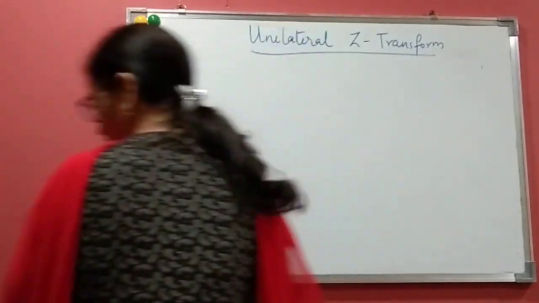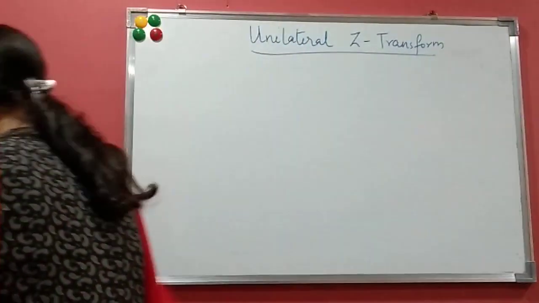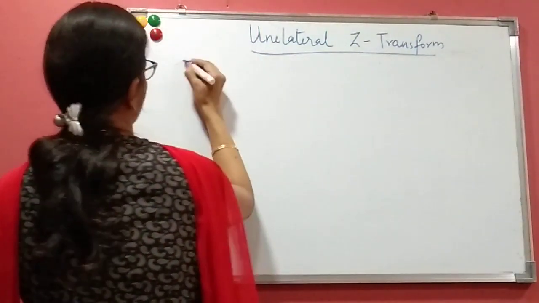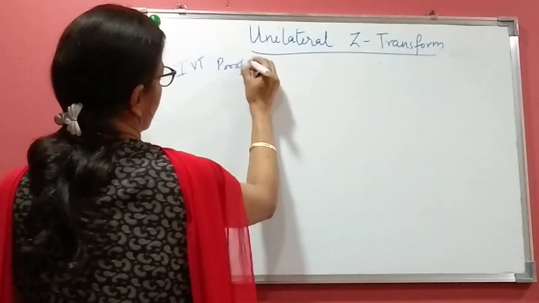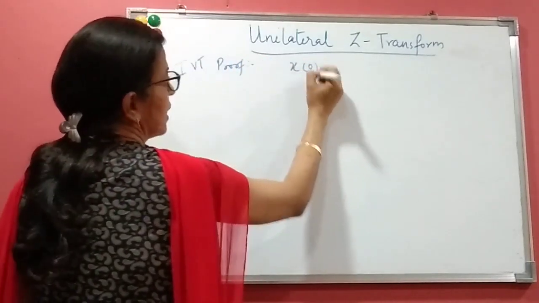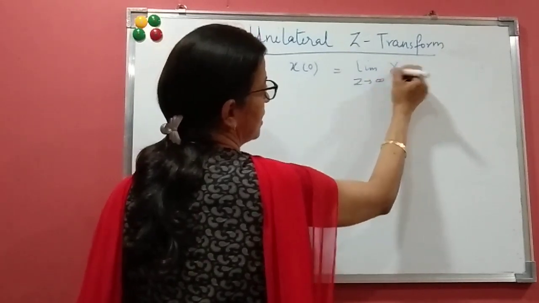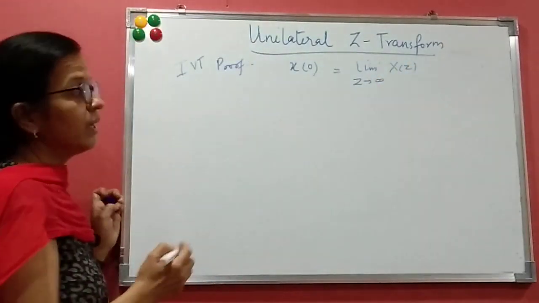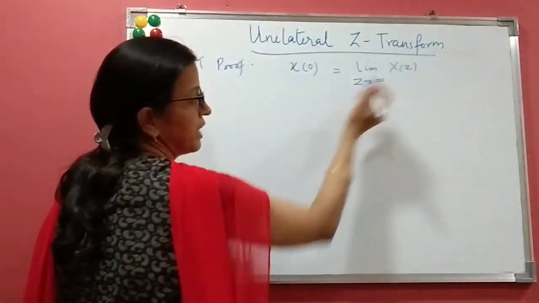What is the initial value theorem? Let us see the proof. The initial value theorem is x of 0 equals limit z tends to infinity x of z. Okay, let us see the proof. Now what I am writing here: x of 0 equals limit z tends to infinity x of z.